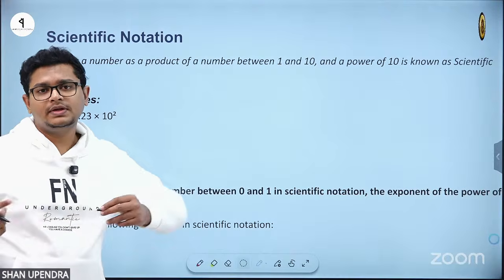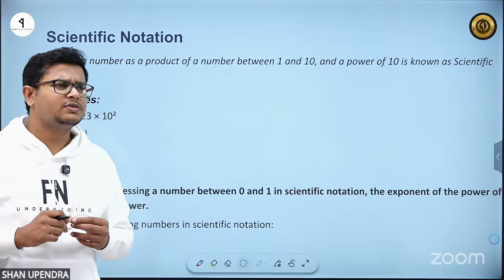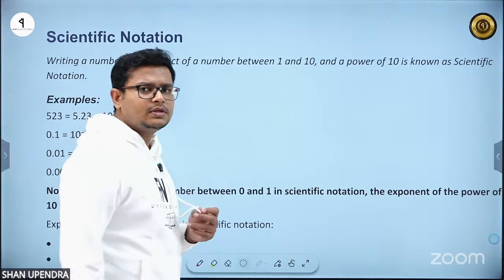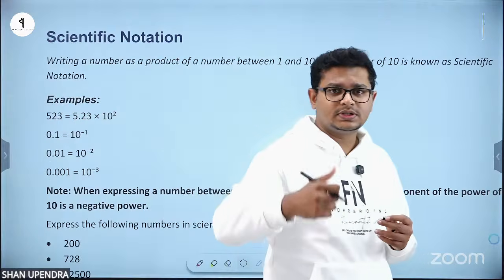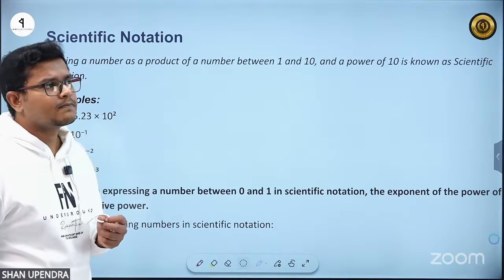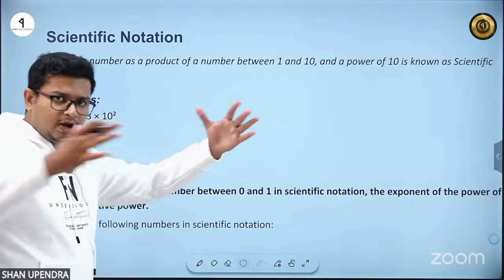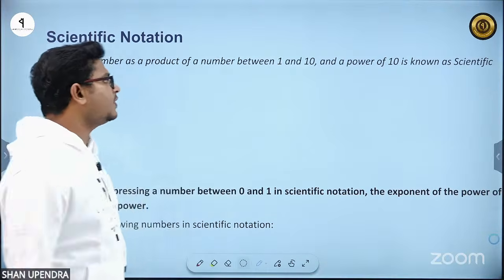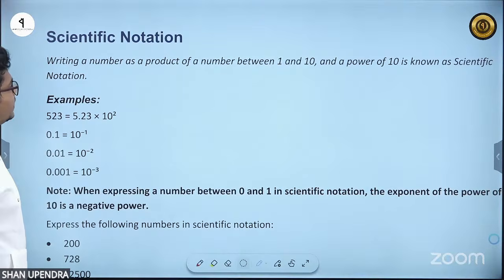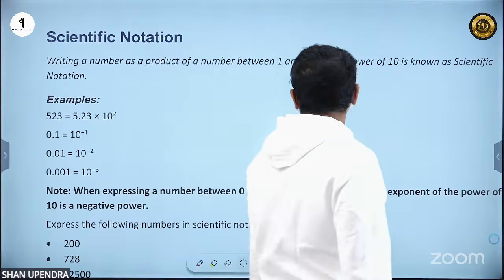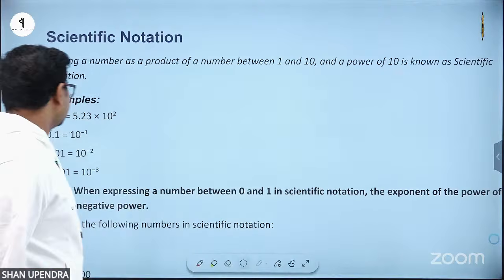values. Simply, in the exam sometimes we have the charge of an electron, the sound velocity, the velocity of light. So if it is a large value, you can shrink it or represent it another way using scientific notation. Writing a number as a product of a number between 1 and 10 and a power of 10 is known as scientific notation. You can see an example.